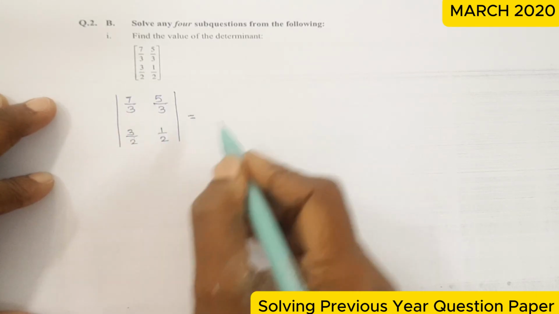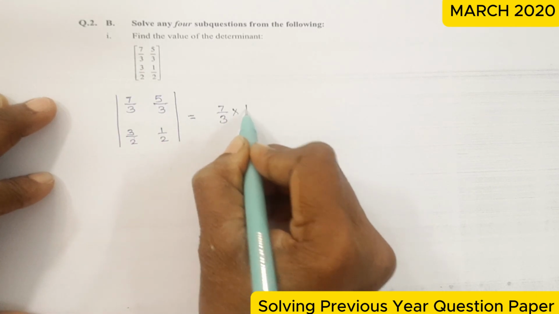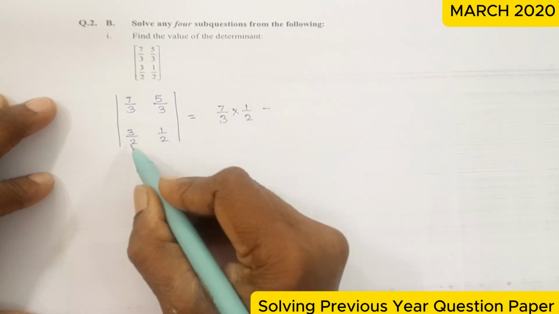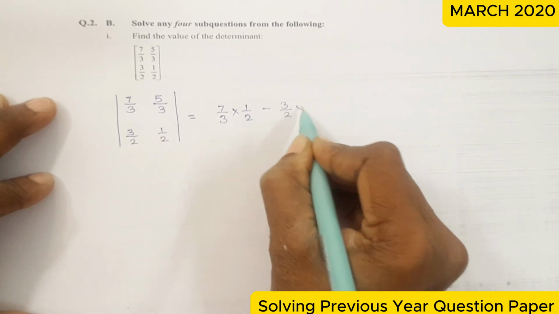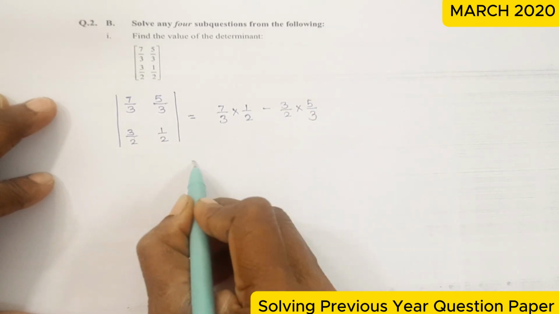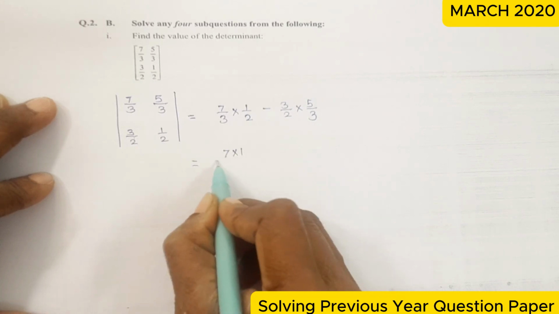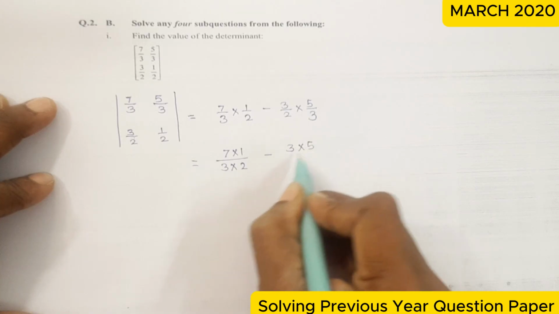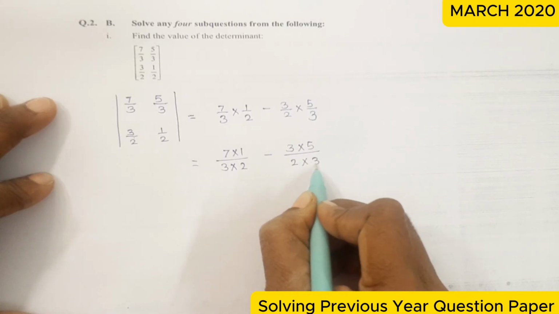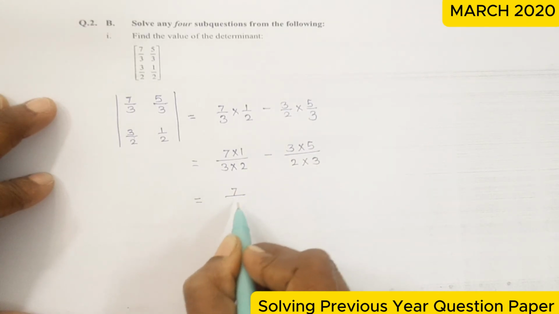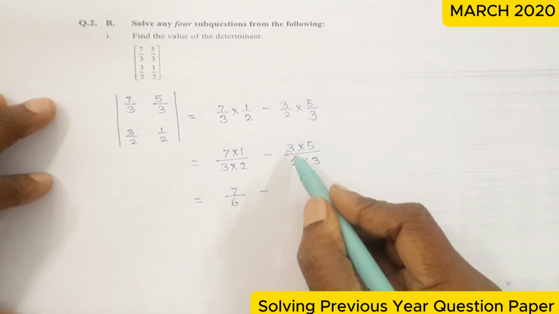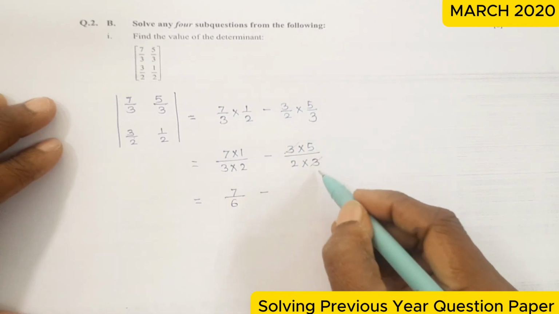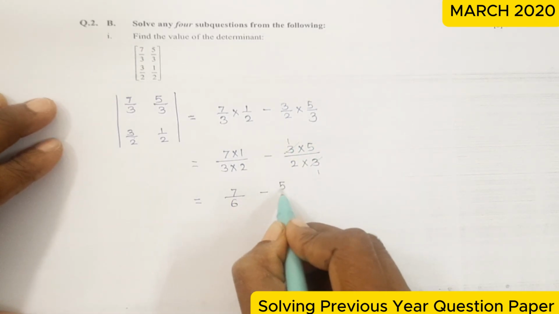So 7 upon 3 multiplied by 1 upon 2, then minus 3 upon 2 multiplied by 5 upon 3. Then here students, 7 multiplied by 1, 3 multiplied by 2, minus 3 multiplied by 5, divided by 2 multiplied by 3. Then here students, 7 upon 6. But here 3 is in the numerator and the denominator, so we can cancel it. So now here 5 upon 2.